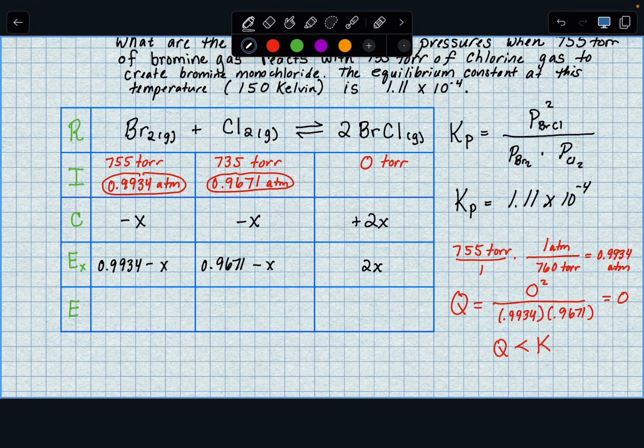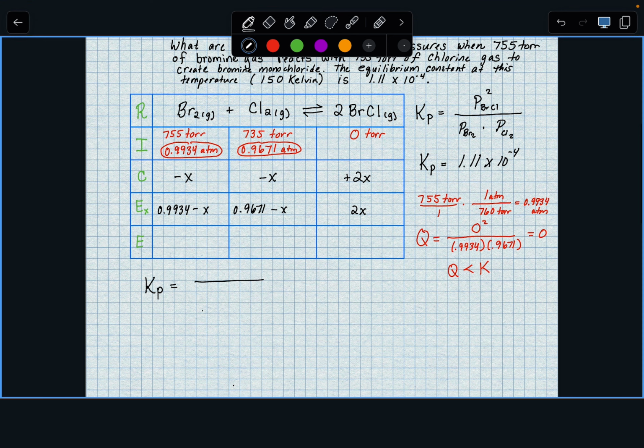We have to start to actually solve the mathematical portion of this now. So the KP, I already have this expression over here. I'm just going to put the numbers in for that. Let's kind of top this off a little bit higher here. So let's box this out for you. This is where I'm putting the values into there.